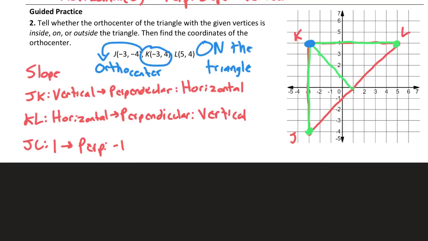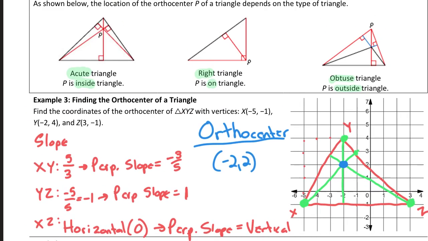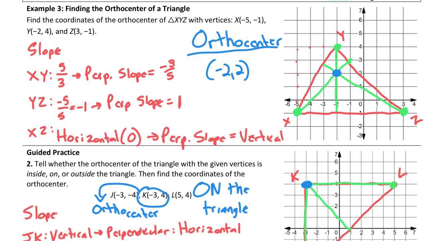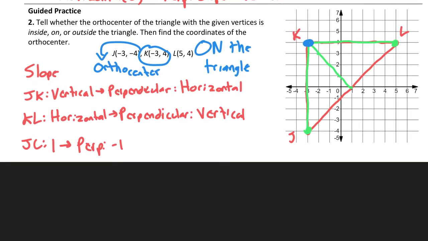Okay, so to explain this, when you graph this triangle, you should be able to tell that it's a right triangle. So if you look back at this diagram I gave you a little bit earlier, a right triangle, it's going to be on the triangle. So we know that the orthocenter is going to be on the triangle somewhere. Now for me, the easiest thing is to recognize that KL and JK are vertical and horizontal lines, so it's easy to find perpendiculars to those. So once I find that, I know where they intersect, so I already know where that orthocenter is. It's point K, right on the triangle.